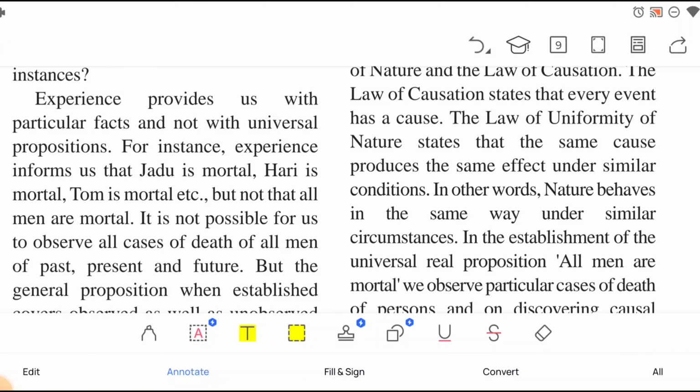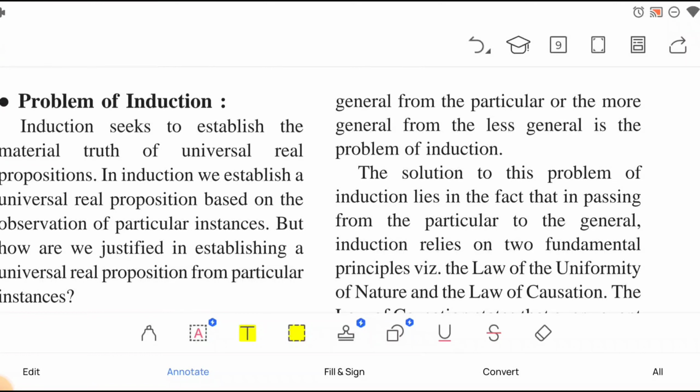We learned that induction always tries to prove it, but in certain cases it is not possible to prove, and it is not possible for us to observe each and everything, right? And this is the main problem of induction. And how can we deal with it? The answer is there in itself. Then we talked about two laws, right? The uniformity of nature and the law of causation.